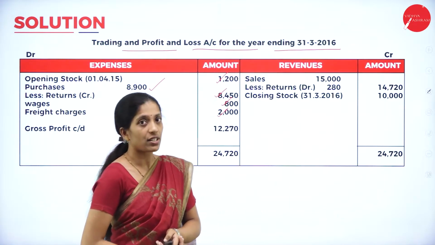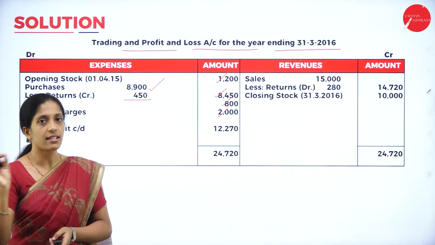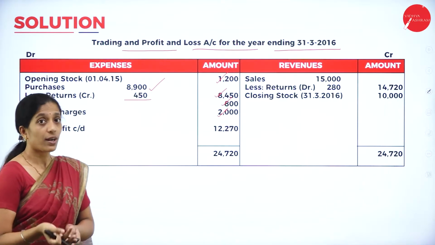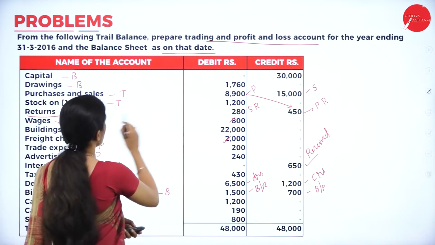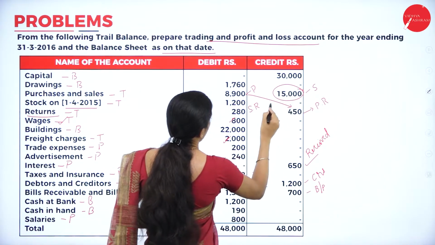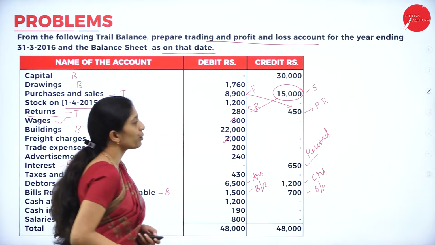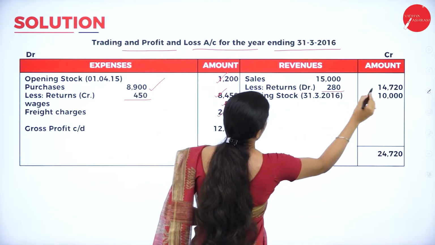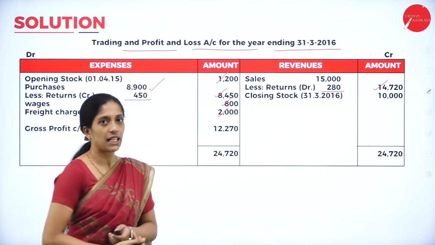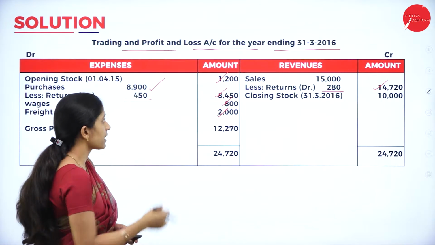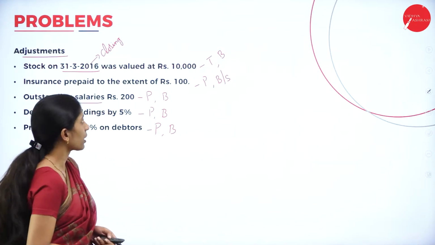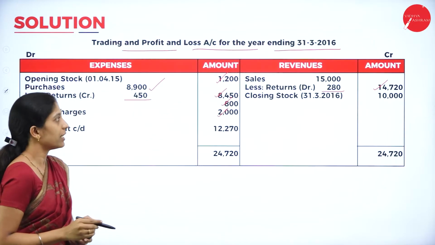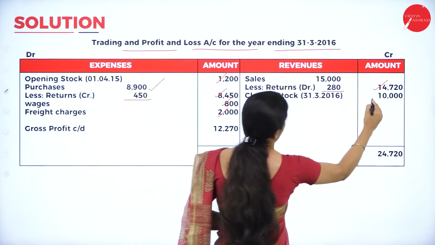Now, coming to the credit side, how do we record? By sales, less returns and by closing stock. Now, let us see what the sales is. Sales is how much? That is 15,000 minus sales returns 280. So, 15,000 minus 280, you'll get 14,720. That is sales less returns. Next, we will record the closing stock. So, what is the closing stock? They'll give it in the adjustment. How much? 10,000. So, closing stock 10,000.